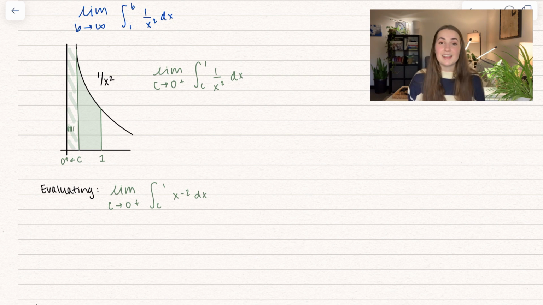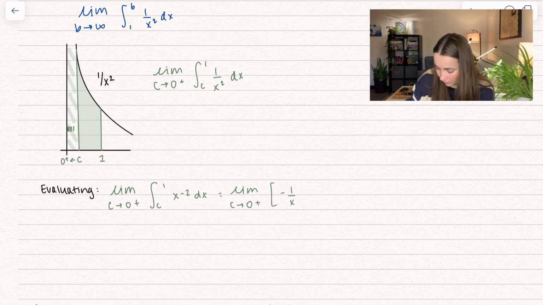I rewrote it as x to the negative 2 so we can really see the power rule going on. So here we have the limit as c is approaching 0 from the right side. And here what we get is negative 1 over x, right? I add 1 to the exponent, I get x to the negative 1 divided by negative 1, which we can rewrite as negative 1 over x, evaluated between c and 1. So that's why we have to rewrite it as a limit, because we cannot actually plug in 0. It's undefined. So we have to take the limit as c approaches 0. So this is going to be negative 1, plus a negative 1 over c.